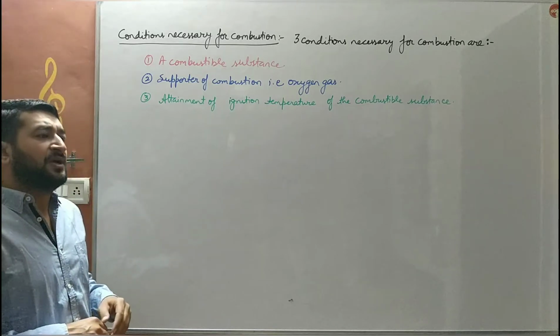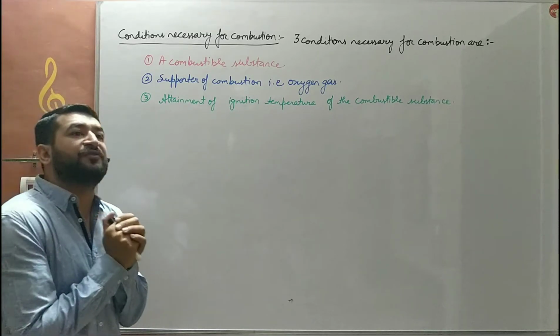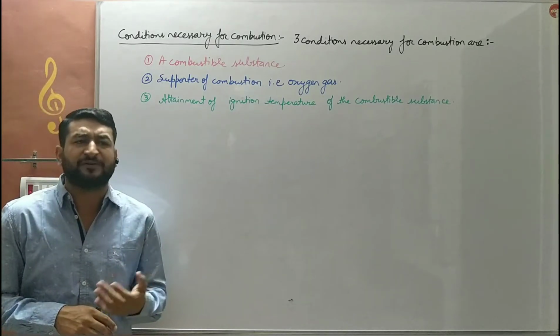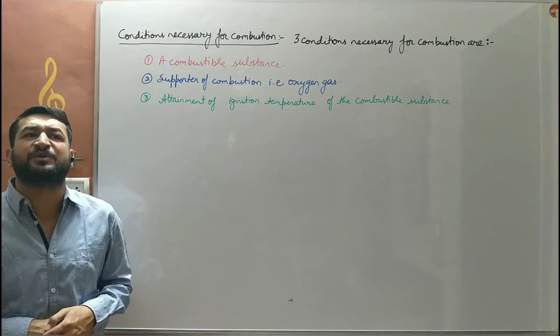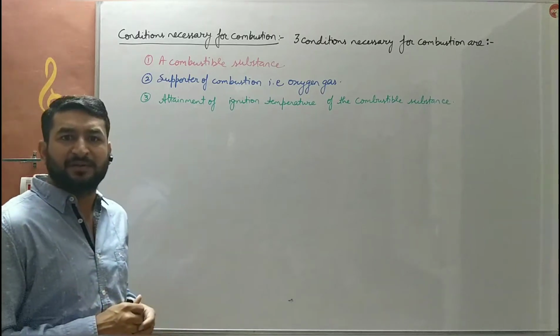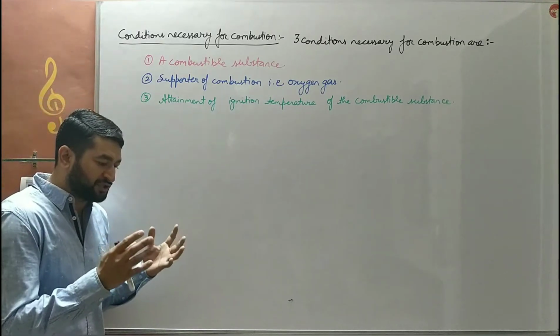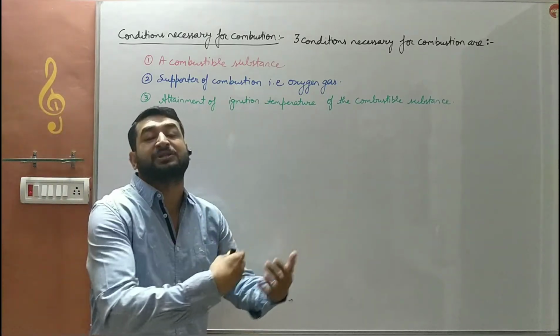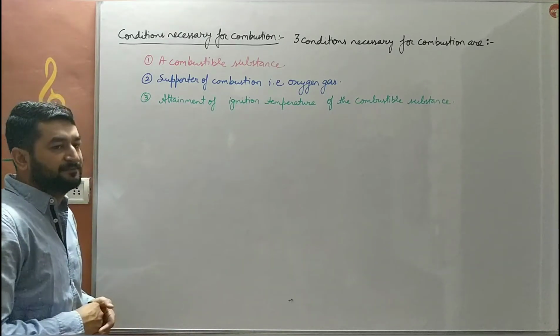Second is the presence of a supporter of combustion, that is oxygen gas or air. In the absence of oxygen or air, usually combustion does not take place much. So for burning of a combustible substance, we require its supporter, which supports its combustion, like oxygen gas.